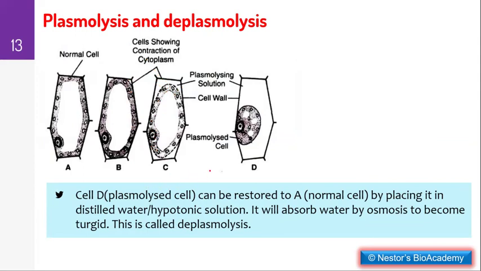Now the question is, are we able to restore a plasmolyzed cell back to the normal cell? And the answer is yes. If we take a plasmolyzed cell and place it in either distilled water or a hypotonic solution, it will simply absorb water by osmosis to become turgid or normal once more. We refer to this process as deplasmolysis. It is simply a process of reversing plasmolysis, and we do this by placing the plasmolyzed cell either in distilled water or in a hypotonic solution.